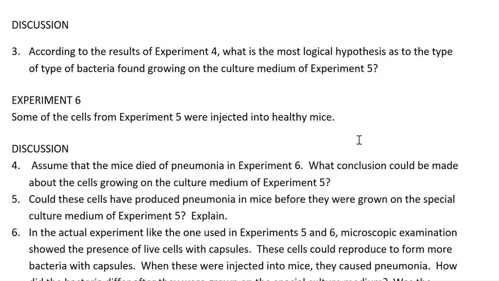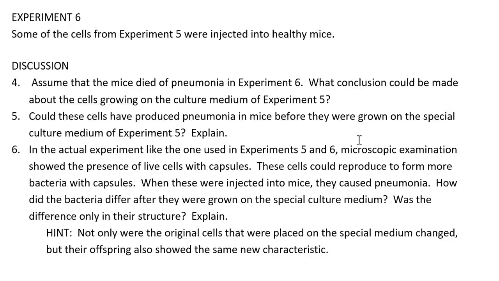Again, the cells growing on the culture medium in experiment 5 were the smooth strain because it has to have capsules to kill the mice. So somehow those cells are gaining the ability to produce capsules. Could these cells have produced pneumonia in mice before they were grown on the special culture medium?